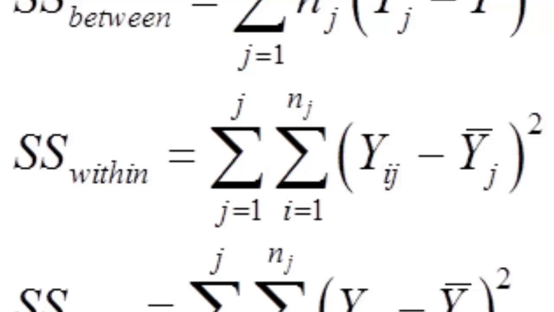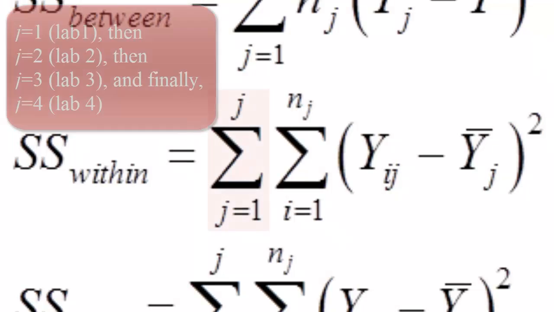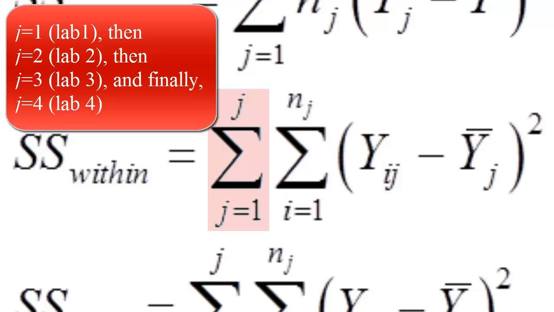Of course, we're going to have to square these differences because we know that the sum of deviations around a mean is always equal to 0. And then we're going to do this for all of the labs. And that's where that other notation sign, the other sigma, comes in, where we do it first for lab 1, and then for lab 2, and then for lab 3, and then for lab 4.